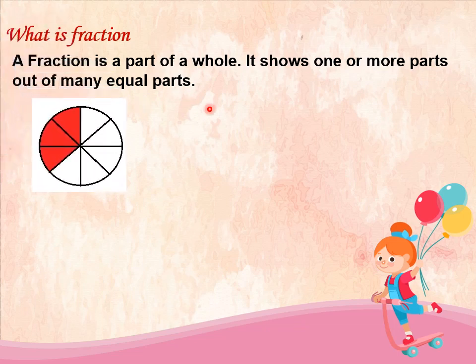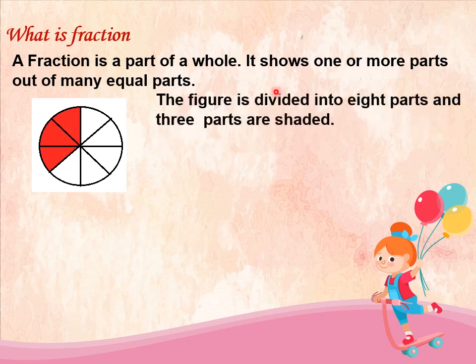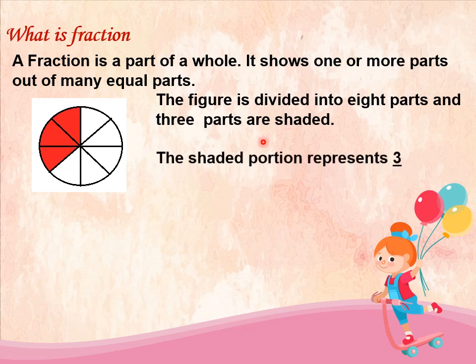See, your figure is there. One circle. How many parts is it equally distributed in? In 8 equal parts. 1, 2, 3, 4, 5, 6, 7, 8. So total 8 equal parts are there. And how many parts are shaded? 1, 2, 3. So 3 parts are shaded. So the figure is divided into 8 parts, and 3 parts are shaded. So the shaded portion represents 3 upon 8.